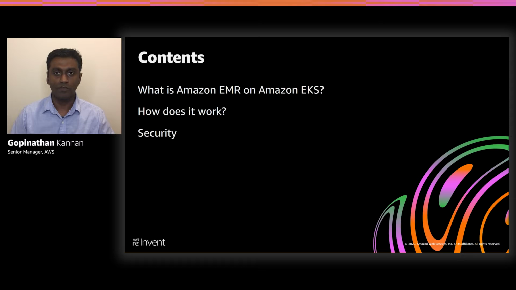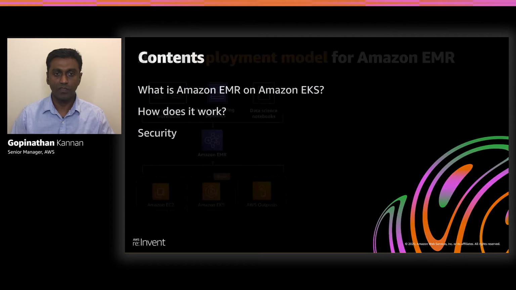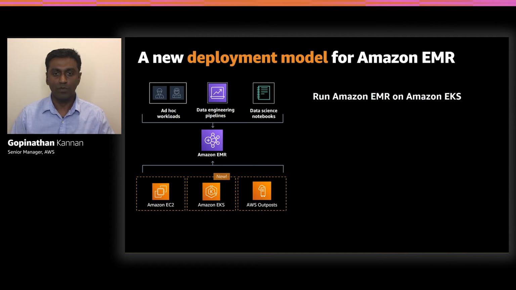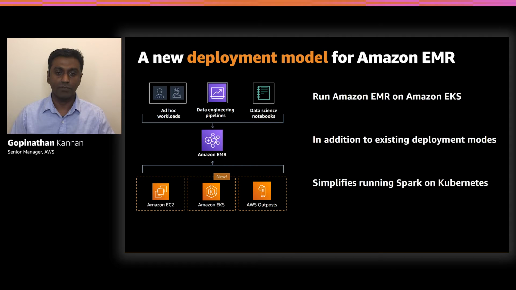So what is Amazon EMR on EKS? It is a new deployment mode that allows you to run EMR on EKS managed Kubernetes clusters. This is in addition to existing deployment modes where you can run EMR on EC2 that is managed on AWS Cloud or on-premise using AWS Outposts. Our goal for this feature is to provide a managed experience for our customers so you can run Spark applications on Kubernetes easily and securely.